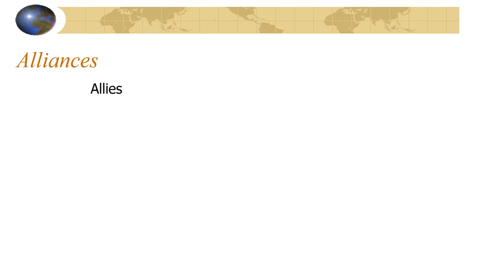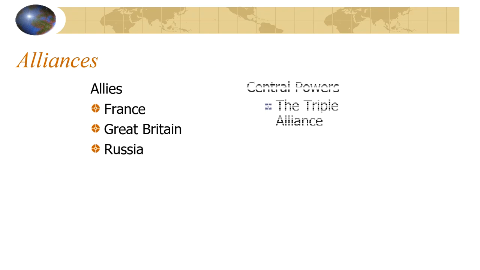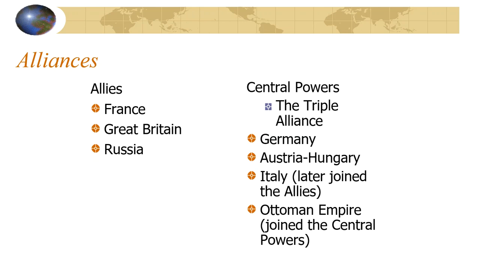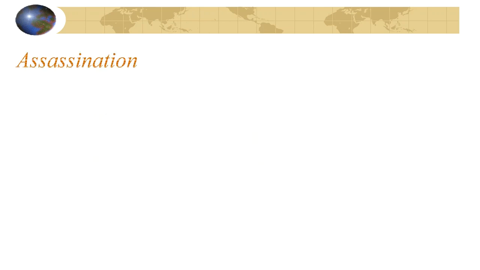Alliances that existed during this time. The Allies were France, Great Britain, and Russia. The Central Powers, or the Triple Alliance, were Germany, Austria-Hungary, and then Italy. Now, Italy is our fair-weathered friend. First, they start on the side of the Central Powers, but later they'll join the Allies. When they join the Allies, the Ottoman Empire will join the Central Powers.